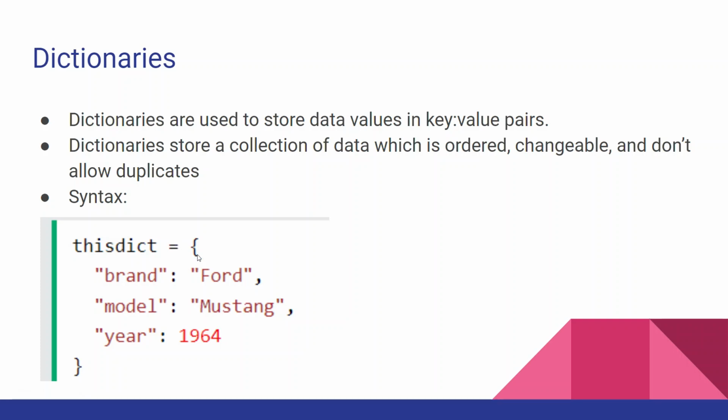First to note is that we have a different type of braces, and it's important to note the difference between the braces for a dictionary and the braces of a list. Then we have an apostrophe, brand, which is our key, colon, and then the value, which is Ford. So basically, how we access a dictionary's value is by writing out its key.